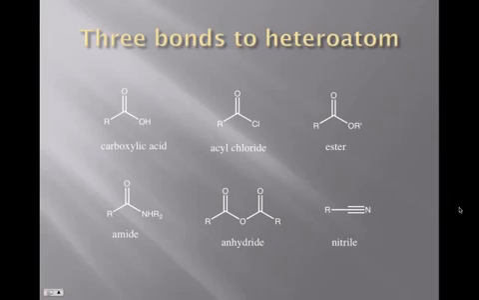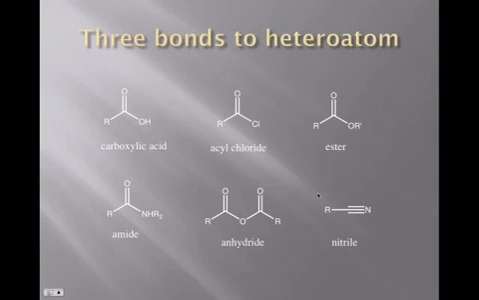Moving on to 3 bonds to heteroatom, we now have species that you probably have seen before. Here's a carboxylic acid, 3 bonds to heteroatom, 2 to 1 oxygen, 1 to another. The OH, if we transform the OH into an OR prime like we did with ethers, that species is now called an ester. This is an acyl chloride where we trade the OH for a halogen. If we have a nitrogen there, we have an amide.